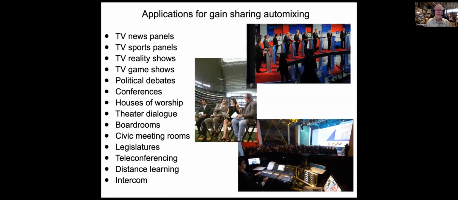This kind of mixing, gain sharing automatic mixing, does really syllable mixing, because speech is really a bunch of little tone bursts, and it gets mixed not by the line, not by the word, but by the syllable, by the automatic mixer. So really anything that has multiple microphones that's not scripted can benefit from gain sharing automatic mixing.